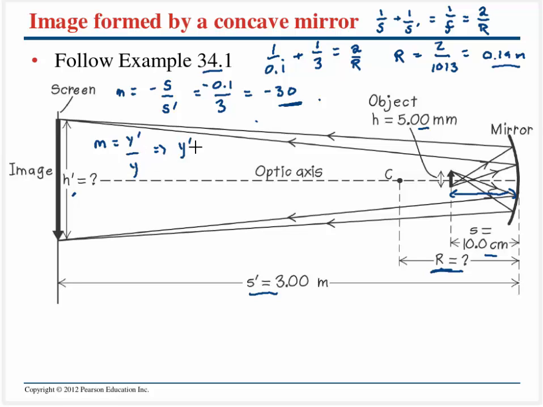So that tells me that my image height is going to be equal to the magnification multiplied by the object height. So negative 30 multiplied by the height of the object, 5 millimeters. I'm just going to leave it in the units of millimeters. So negative 30 times 5 is going to be negative 150 millimeters. What that negative sign right there means is that the image is going to be upside down.